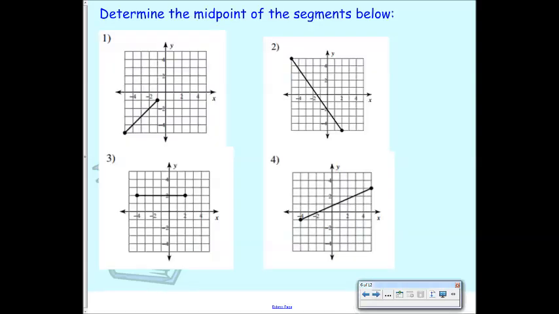Okay, take 3 minutes, and I want this row to do number 1, this row to do number 2, this row to do number 3, and this row to do number 4.